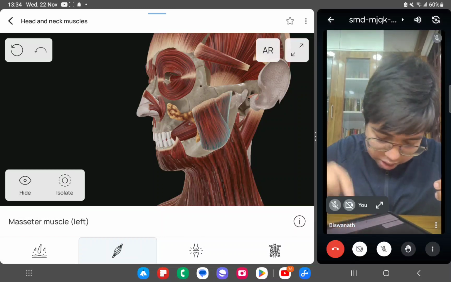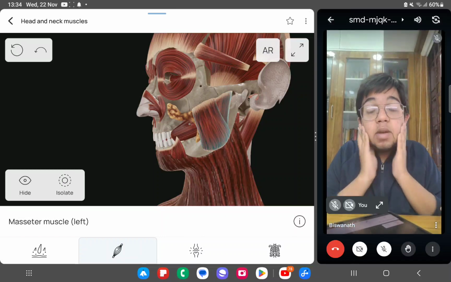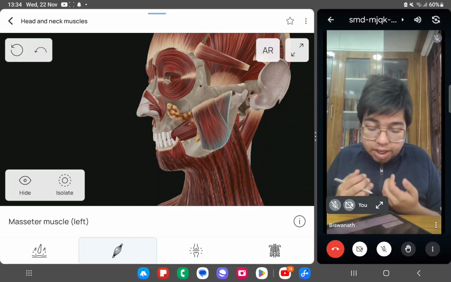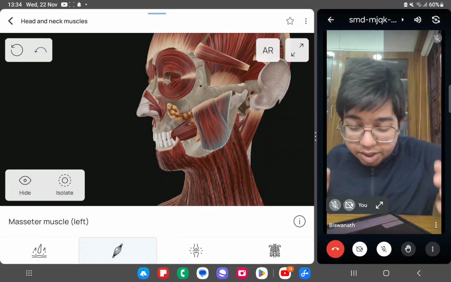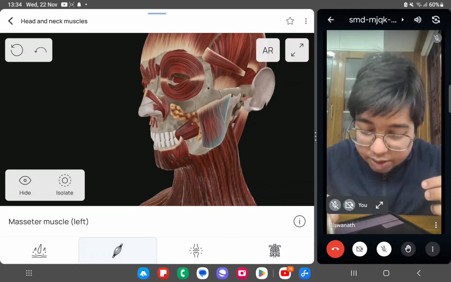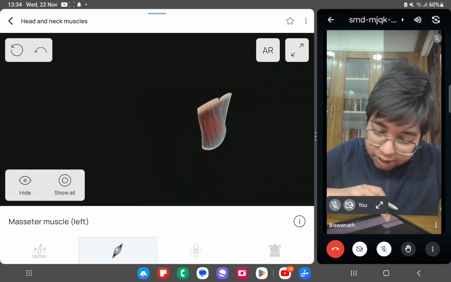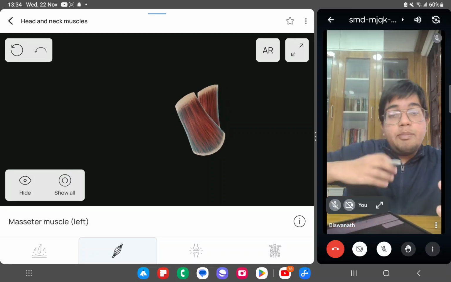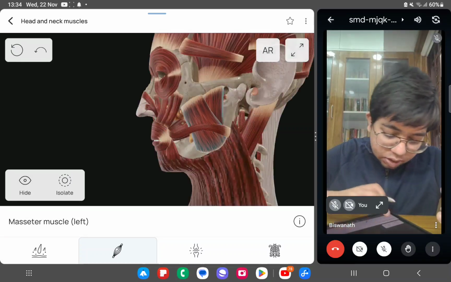Here we have the masseter muscle, a muscle for mastication. We're going to talk about the muscles of mastication later. If you want to see how the fibers of the masseter muscle are going, I'm isolating this. This you can see is the masseter muscle. The bands of the masseter muscle are there. So we'll see about that.